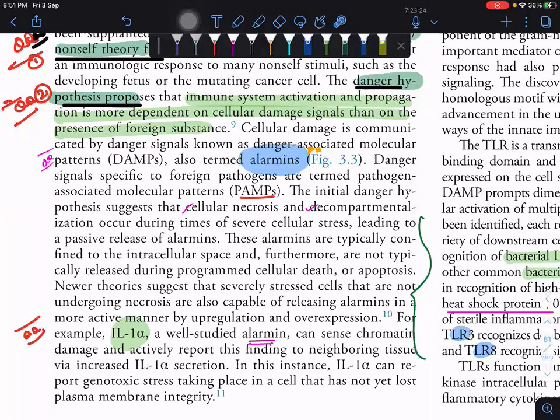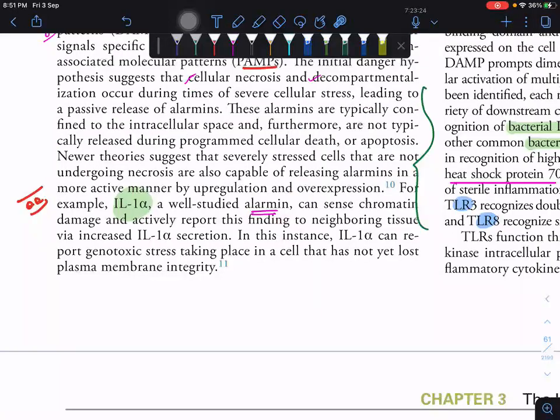Similar to alarmins, another danger signal specific to foreign pathogens is termed PAMPs, pathogen associated molecular patterns. These two you have to remember. One example for the alarmin is IL-1 alpha. What it can do is sense chromatin damage and actively report this finding to neighboring tissues via increased IL-1 alpha secretion.